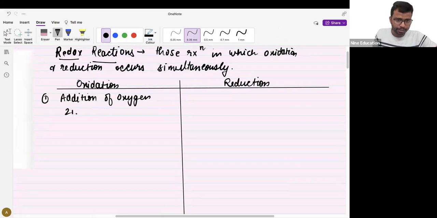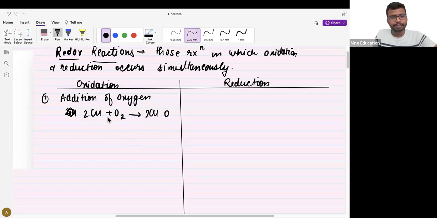Let's say we have copper. Let's say we have 2 Cu plus oxygen; if I add oxygen to copper, this will give you CuO. If I balance this, addition of oxygen to copper is known as oxidation. So here we will call it oxidation of copper.